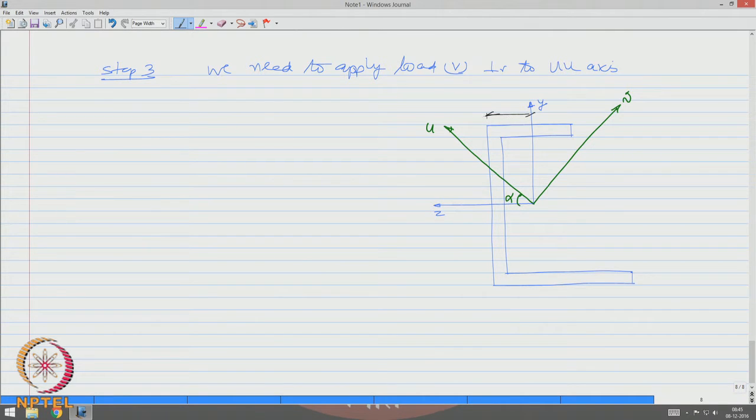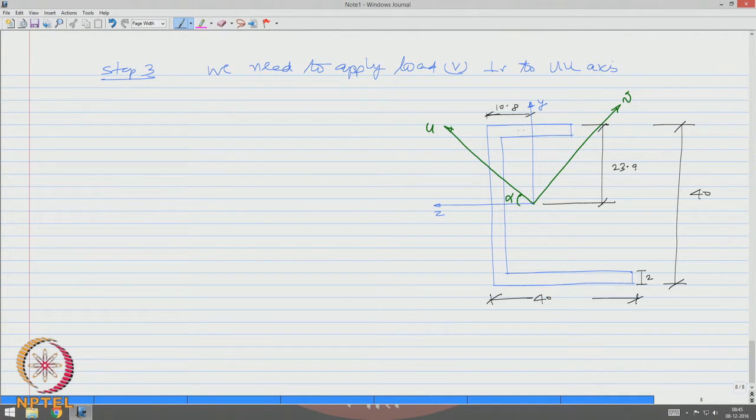This is 10.8 and this is 23.9, and this value is 40, this value is also 40, this value is 20 and the thickness is 2.